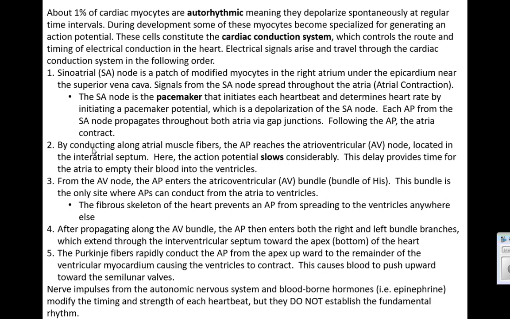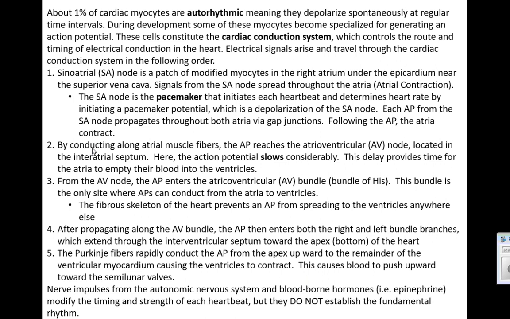Of our cardiac myocytes are described as being autorhythmic. This is a term we've learned before. Auto means self, and rhythmic refers to its ability to depolarize at regular time intervals. It sets its own rhythm. It creates its own action potentials.